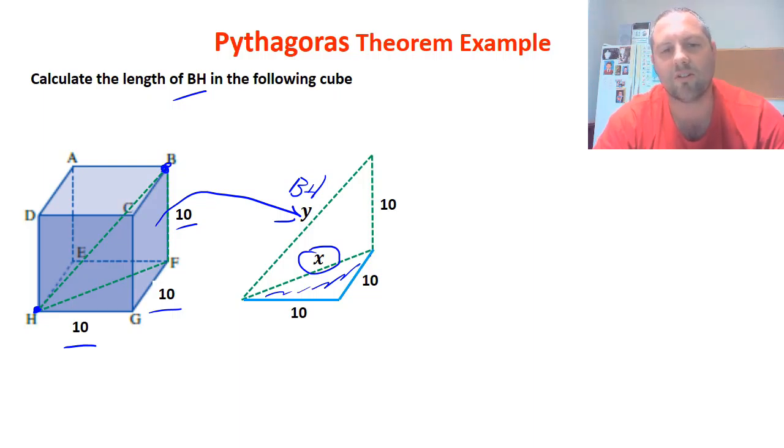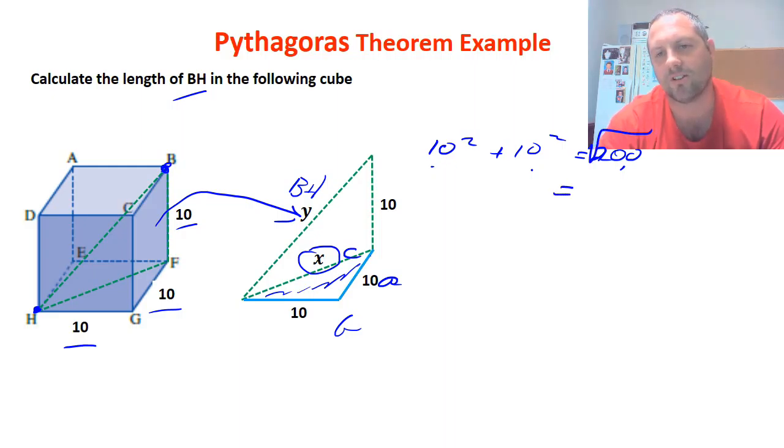Alright, so first of all here's our A, here's our B, and X is our C. So 10 squared plus 10 squared equals 200. That's 100 plus 100 equals 200. Now what we're going to do is square root the 200 to get your answer. In this case it's 14.14.